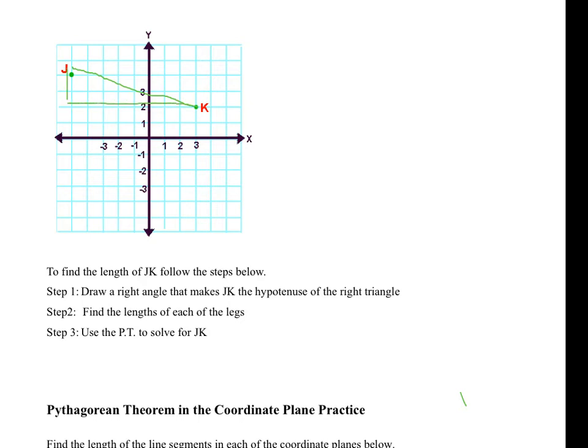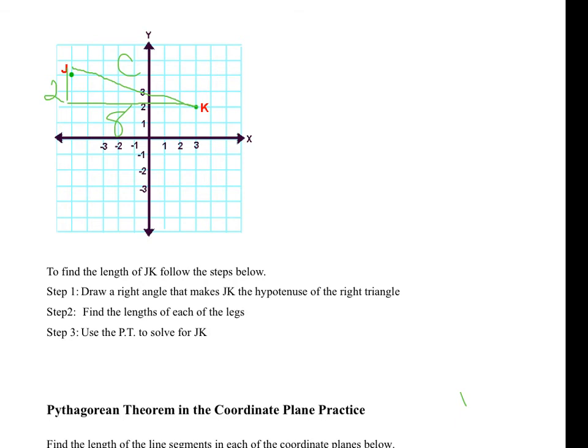So if we draw the rest of the right triangle in here, that will help. So now we have side A, which we can count as 2 units tall. And then we're going to have this other side. If we go from K, it's 1, 2, 3, 4, 5, 6, 7, 8 units wide. So we're solving for JK, which is going to be our C.